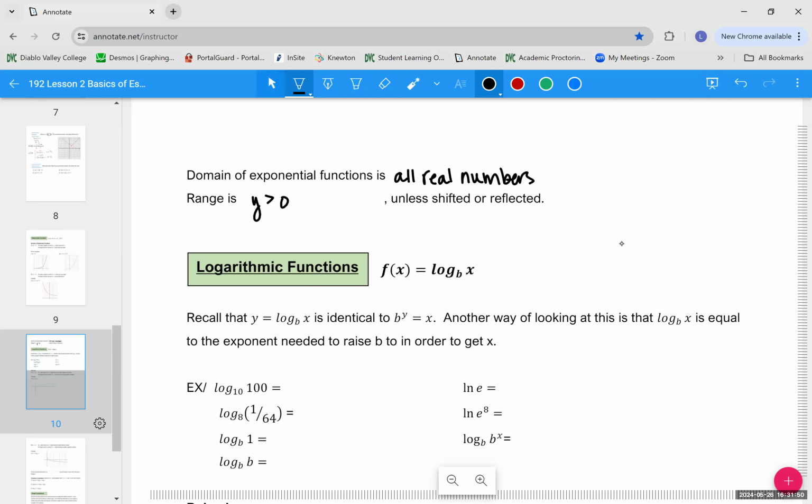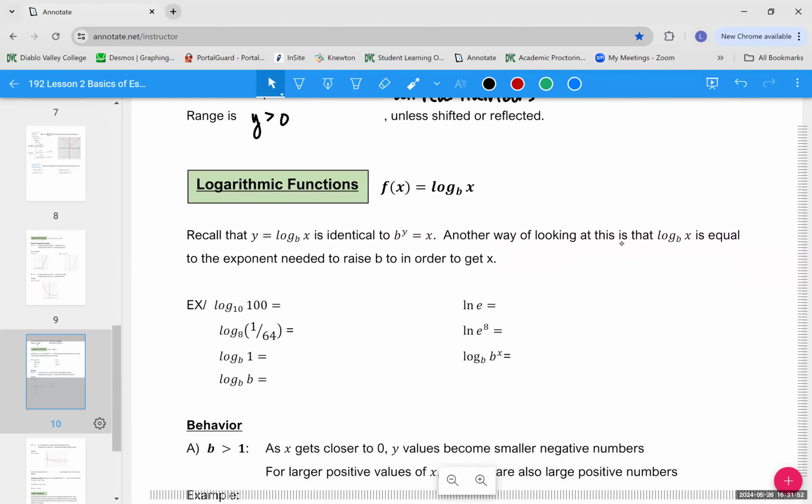And the difference when we get to logarithms is we're rewriting. So if you remember, the base stays the same. The exponent is on the other side of the equals. So these two things are equivalent to each other, which is what I have written right down here. And you could think of it by thinking that log base b of x is equal to the exponent that you need to raise b to get x as an answer.